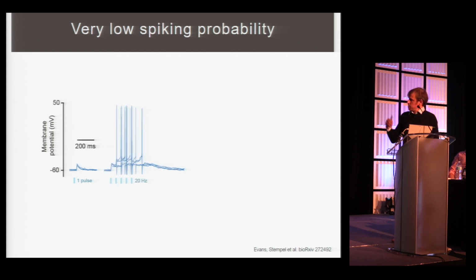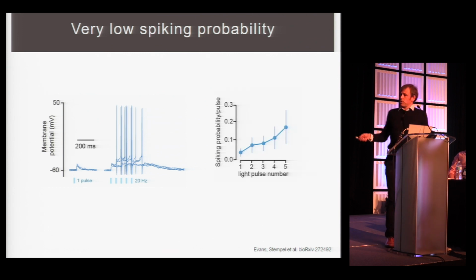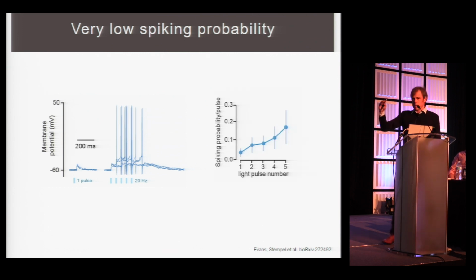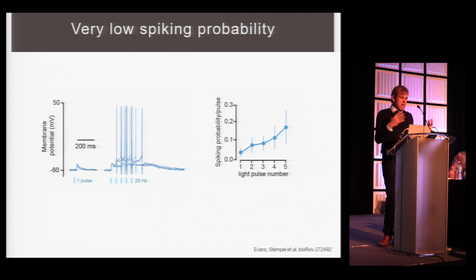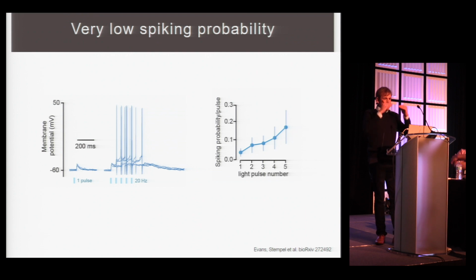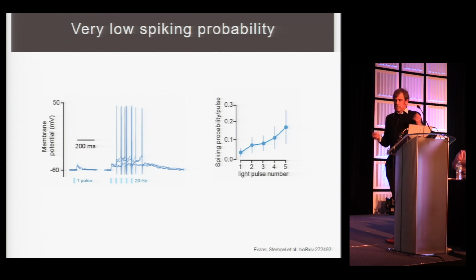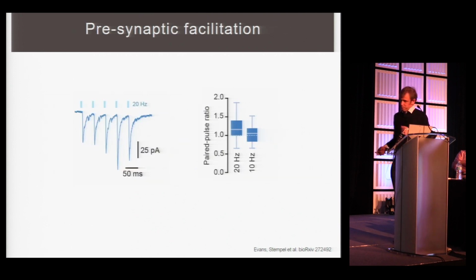Now, when we stimulate this repeatedly, we get lots of activity, and the probability of spiking actually increases gradually with the light pulse number. And so we think that this is a really good means for implementing a thresholding operation at the synaptic level. Now, how is it that this threshold set by this synapse with a low release probability is overcome? And we think there are two mechanisms. The first mechanism is presynaptic facilitation.